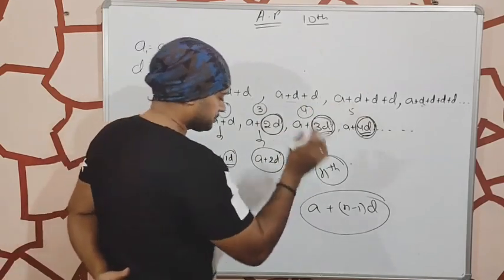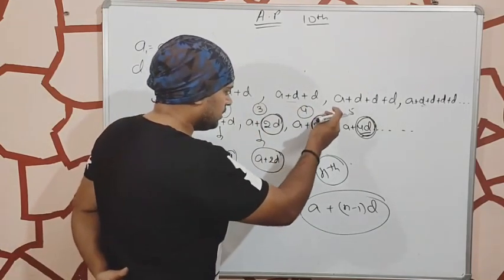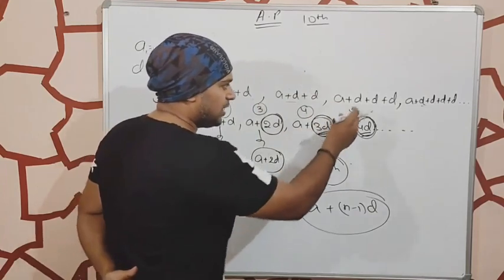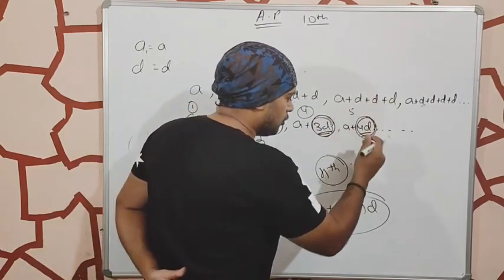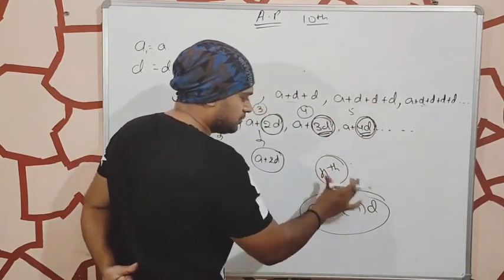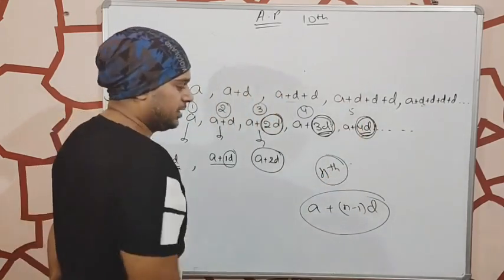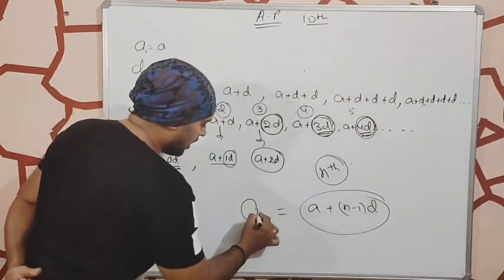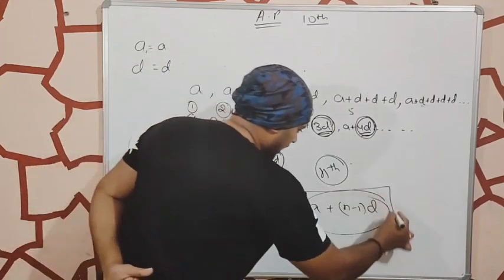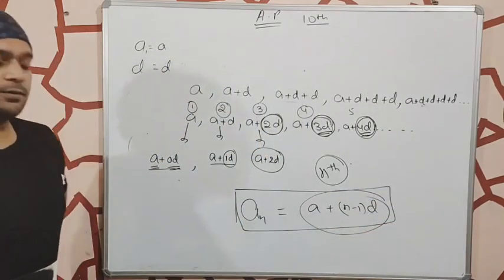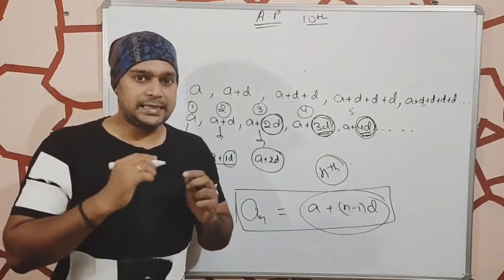Fourth term is having 3 d's, that is 1 less d. Fifth term is having 4 d's, that is 1 less d. Then the nth term is going to have n minus 1 d's added to a. So this will be the formula for finding out the nth term of the arithmetic progression. Is it clear, students?